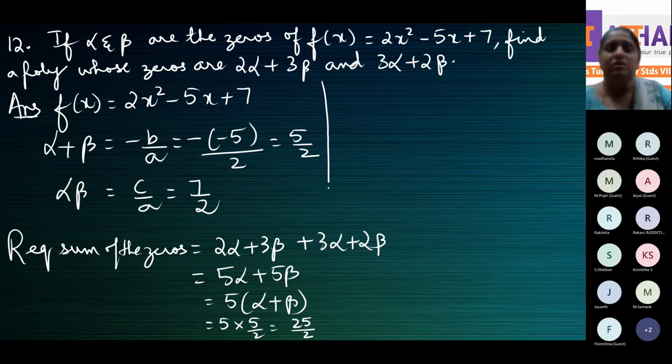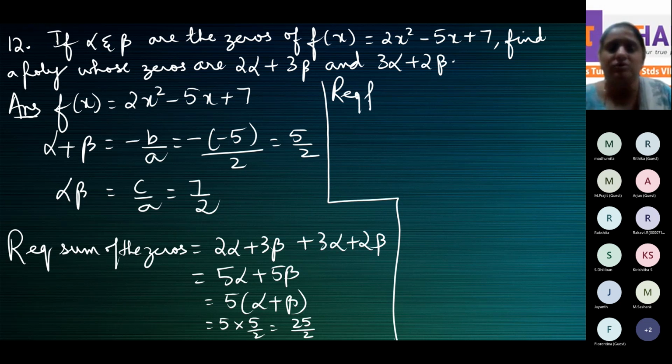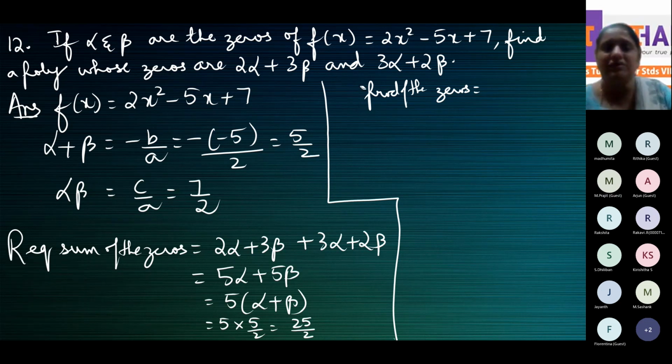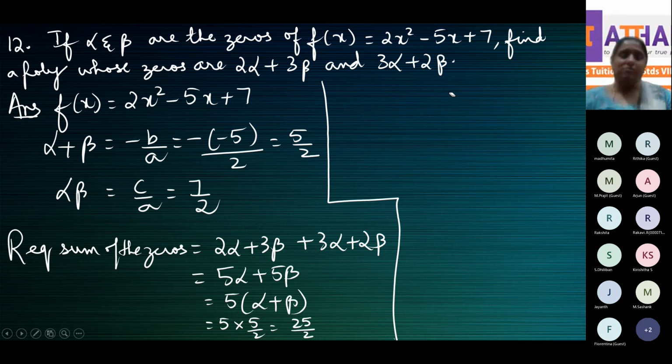Now next you should find the required product of the zeros. So that will be, I think I'll take the next slide, children. It will not be convenient here. Finish it till here.